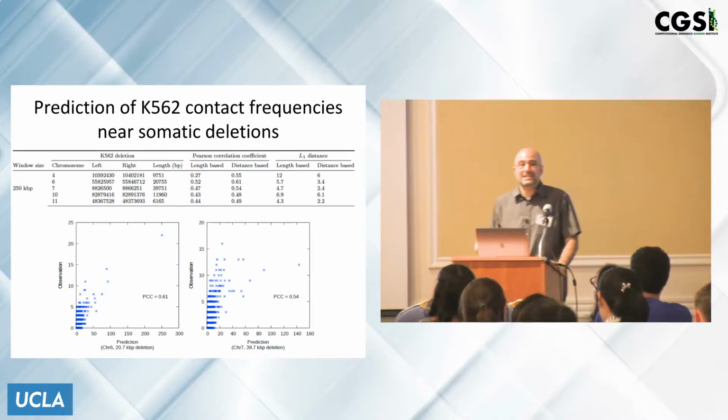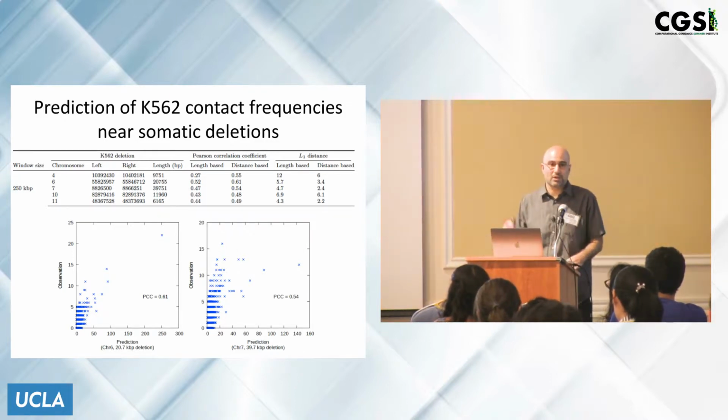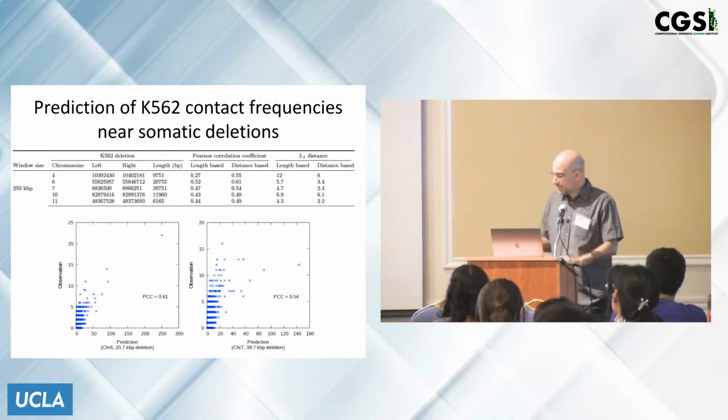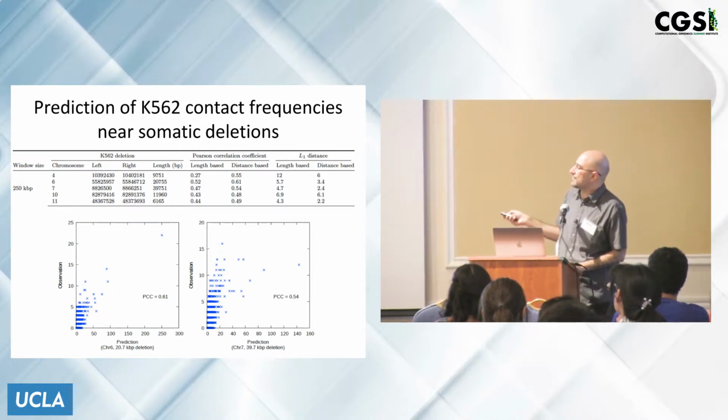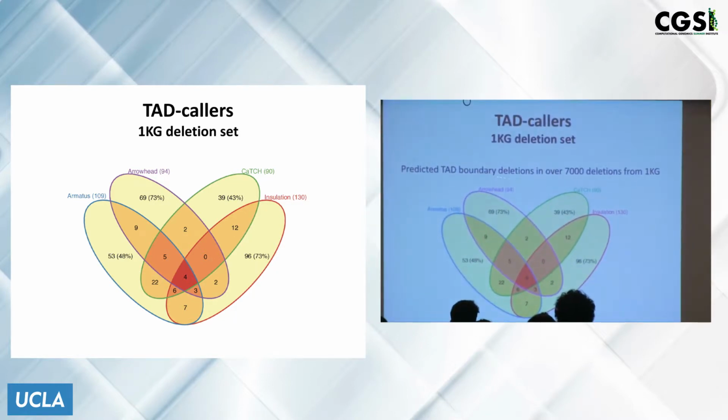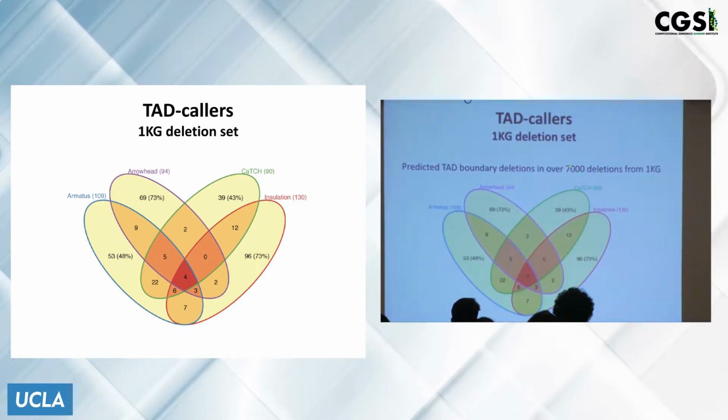But there are a lot of methods that have been developed for calling TAD boundaries. Why couldn't we just take those methods, predict the boundaries, and see if the deletions hit a boundary or not? So these are four tools that have been developed for predicting TAD boundaries. And we ran these TAD boundary callers on the 1000 Genomes deletions. If a deletion hit a TAD boundary, we said that's a TAD fusion based on their method. As you can see, the amount of overlap between these four tools is very, very low. The amount that all four agree on is only 4, versus a large portion that is predicted by only one of them.